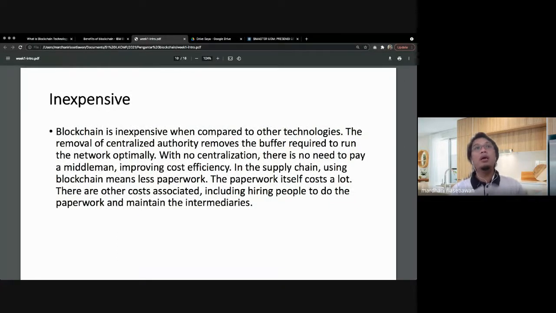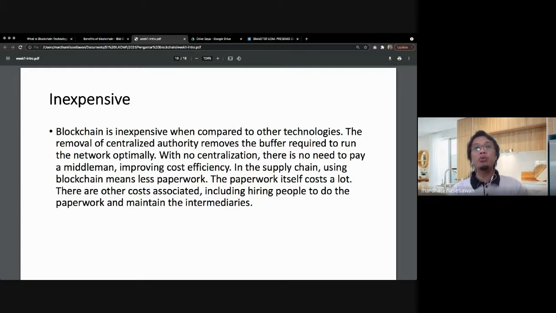The removal of centralized authority removes the buffer required to run the network optimally. And the second is, with no centralization, there is no need to pay a middleman, improving cost efficiency. So we try to avoid the middleman. And in the supply chain, using blockchain means less paperwork. The paperwork itself costs a lot. There are other costs associated, including hiring people to do the paperwork and maintain the intermediaries. So that is also why it is inexpensive.